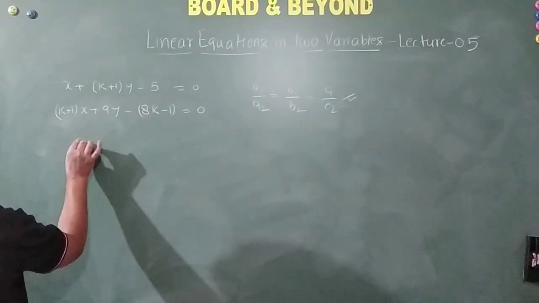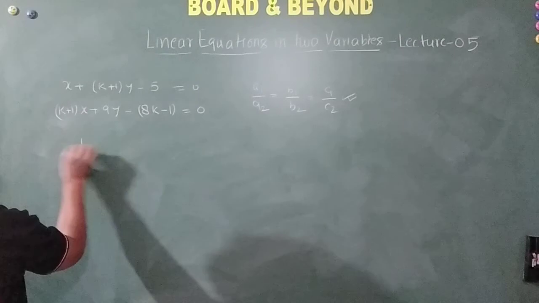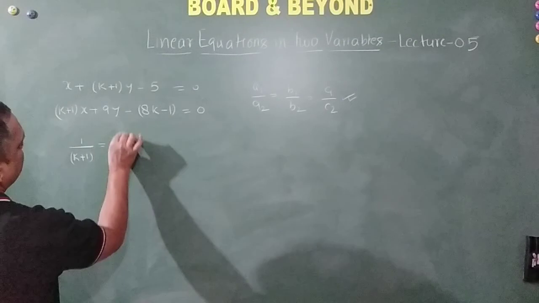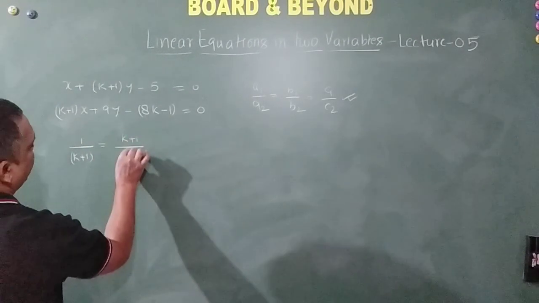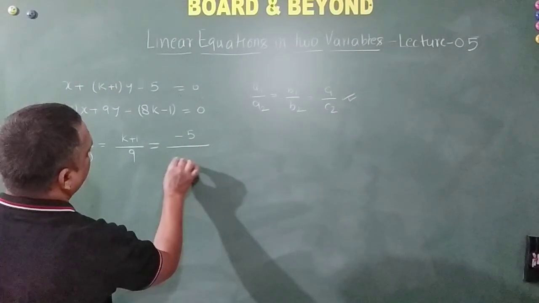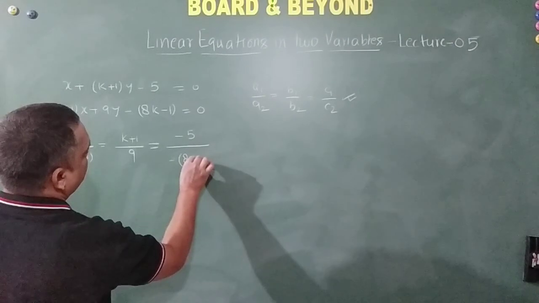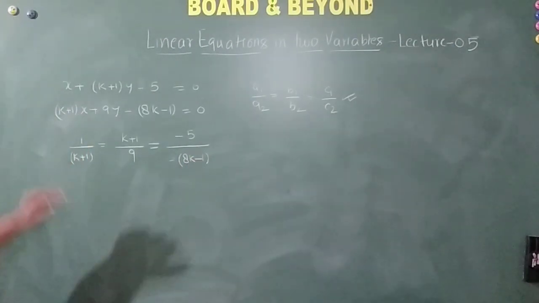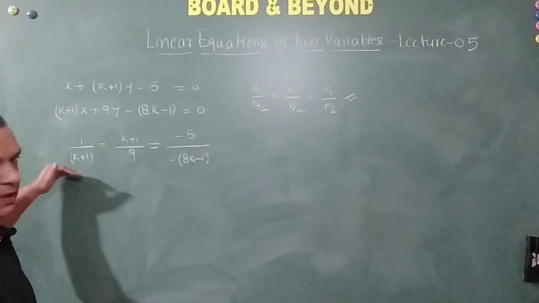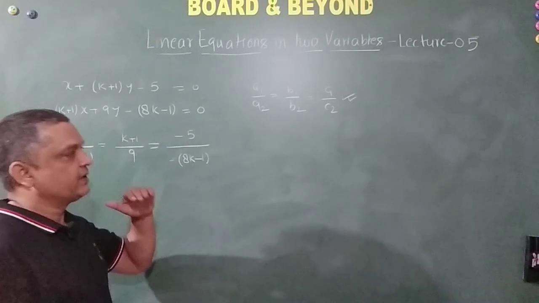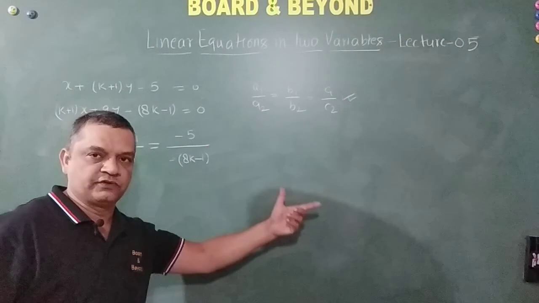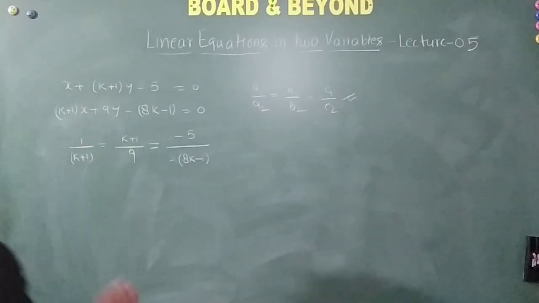So A1 by A2 is nothing but 1 by k plus 1 is equal to k plus 1 divided by 9. You are getting it? Is equal to minus 5 divided by minus of 8k minus 1. So we have to find out the value of k for which this system holds good, and for that value of k, these two linear equations will have infinitely many solutions. Right, friends? Okay. So let us move forward.